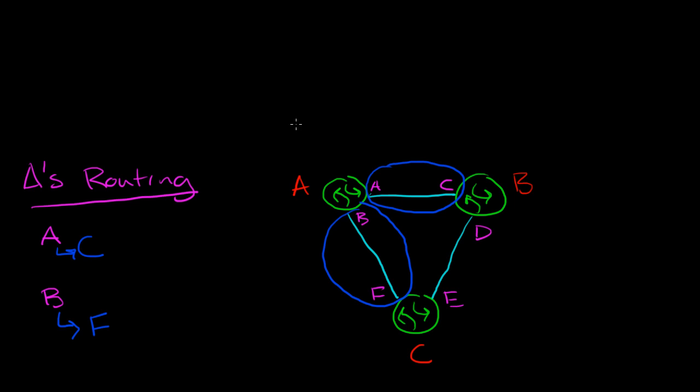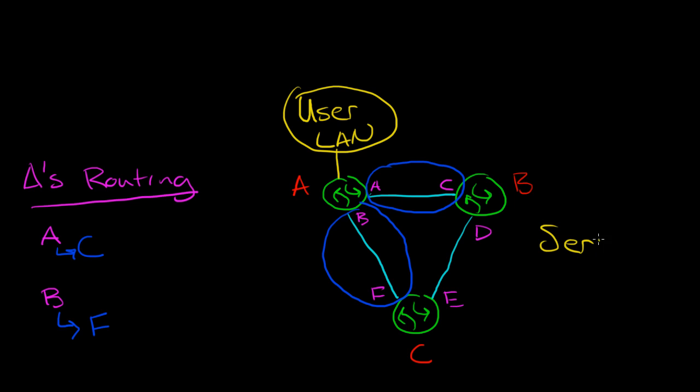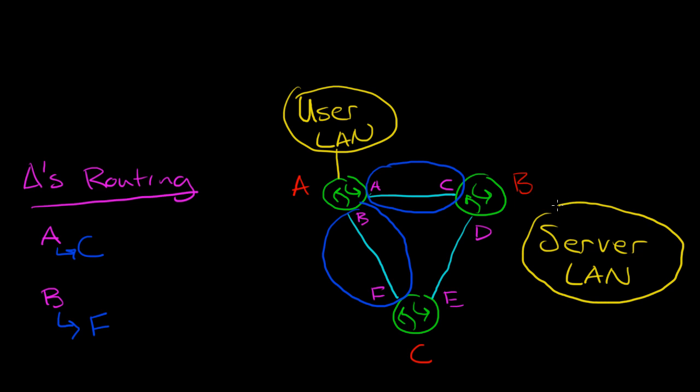Next, we're going to mix it up and throw some LANs in the mix. So let's say that we've got a user LAN here hanging off of A, and they want to talk to a server LAN, or subnet as we might start calling it as we enter the wide world of IPs. And again, we're going to have to tell A how to get there.